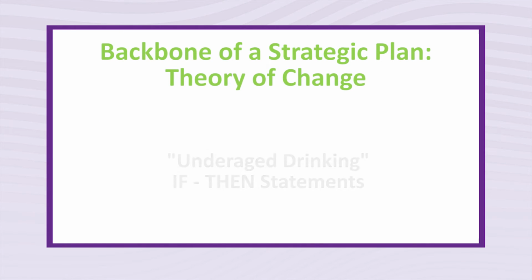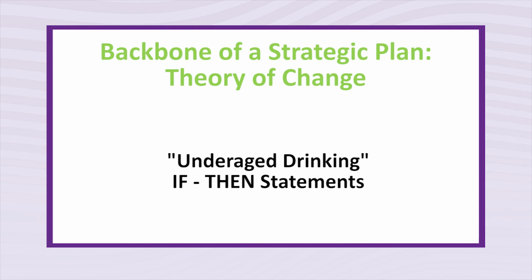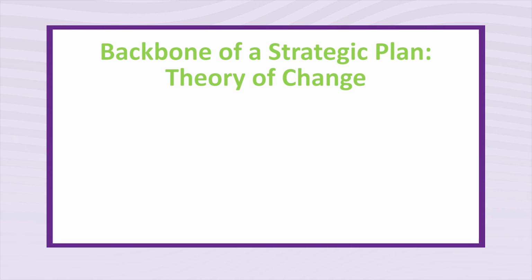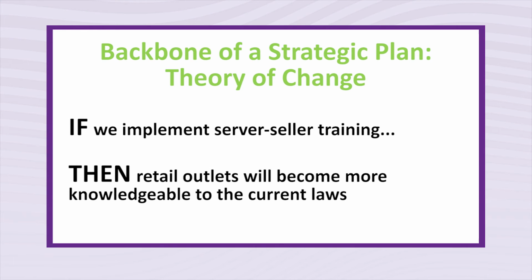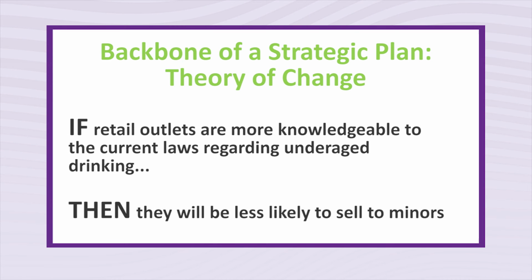If we go back to our example of underage drinking, we've developed a series of if-then statements. So let's say that we've identified underage drinking as being an issue in our community, and the intervening variable is that we have retail outlets who are selling to minors. Let's say the strategy that we have chosen is server-seller training. So we can say that if we implement server-seller training, then retail outlets will become more knowledgeable of the current laws. If retail outlets are more knowledgeable of the current laws regarding underage drinking, then they will be less likely to sell to minors.